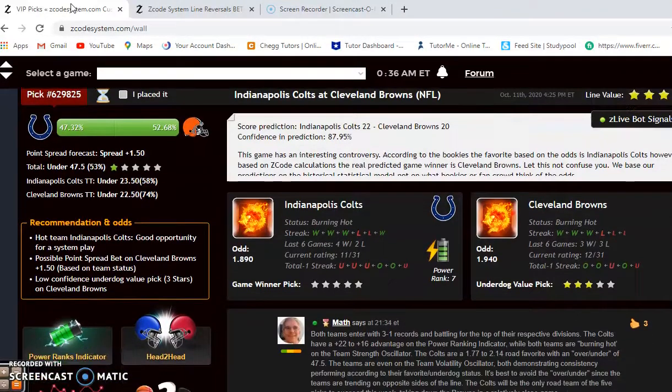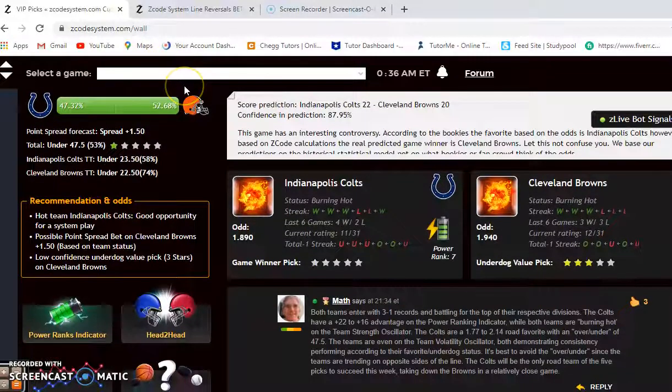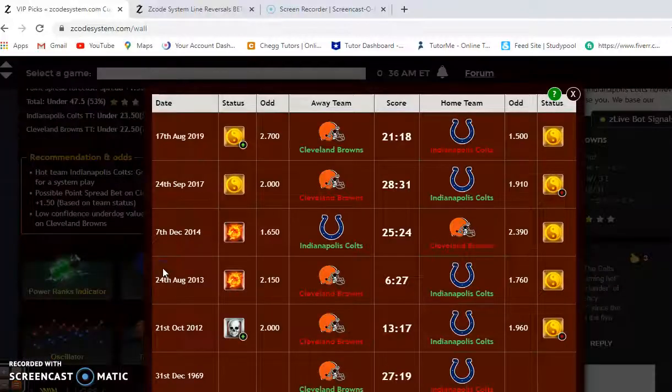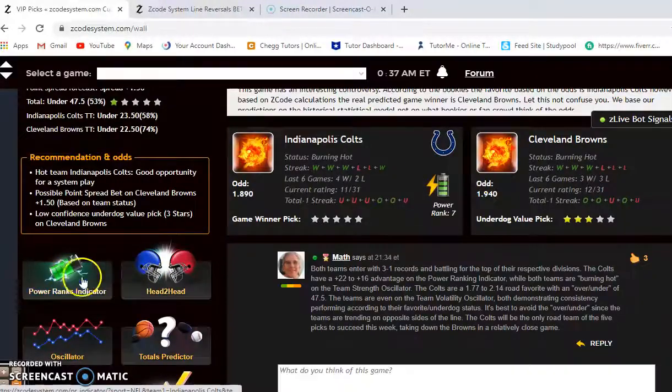The Indianapolis Colts and the Cleveland Browns. Both teams come in with 3-1 records and battling for tops in their divisions. The Colts are burning hot at the moment, as are the Browns. You can see the odds are very close, with the Colts as a slight favorite at 1.89 to 1.94, and the over-under is 47.5. If you look at the head-to-head matchup between these two teams, they did not play in a regular season game since 2017, so that's not going to be any kind of bearing.